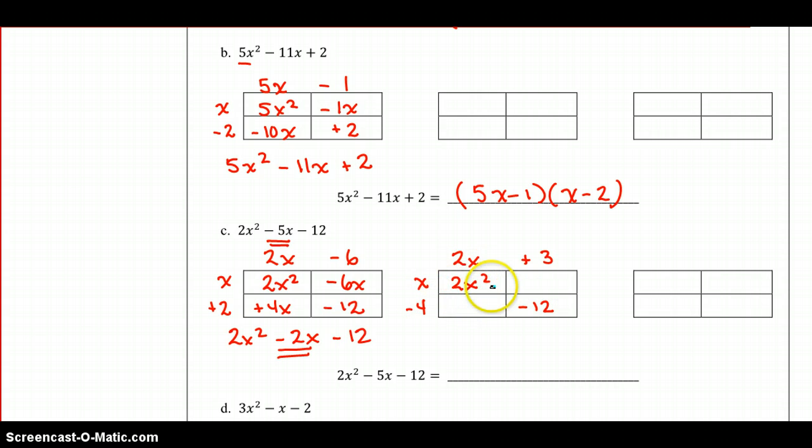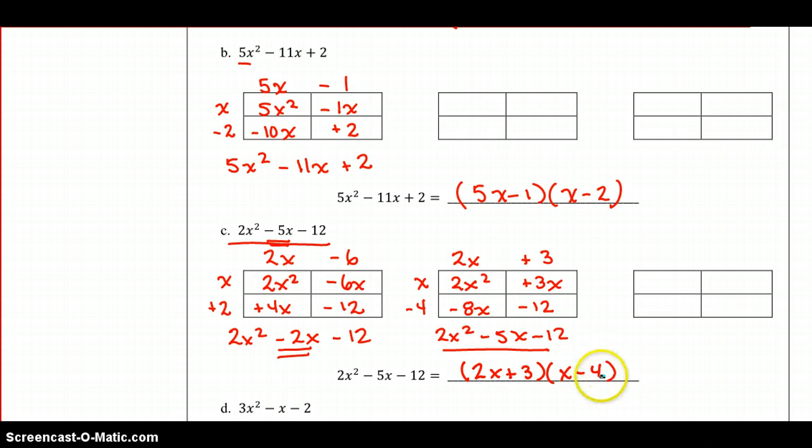Okay, so again, we're forcing the first and last terms to work, and then we're trying to see if we can get our x term to have the right coefficient. So negative 4 times 2x, we get negative 8x, and plus 3 times x, we get a positive 3x. Okay. So we get 2x squared minus 5x minus 12, which does match. Okay, all three terms are correct. So 2x squared minus 5x minus 12 factors as 2x plus 3 times the quantity x minus 4.